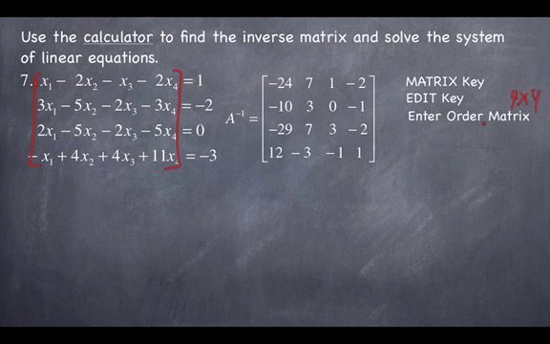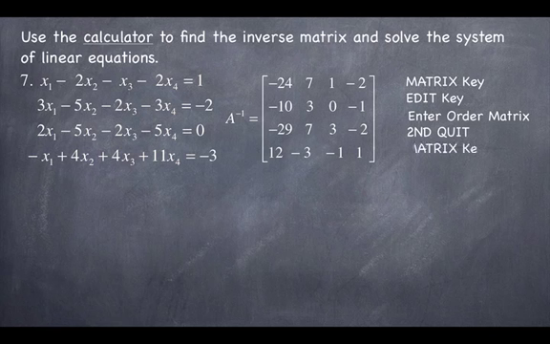at this point. Once you enter the order 4x4, then you want to enter all the entries. The entries for the 4x4 matrix will be 1, -2, -1, -2. Forget about the variable. Go to the next row, 3, -5, -2, -3, and so forth. And once you have this 4x4 matrix, you want to quit the matrix screen on the calculator.